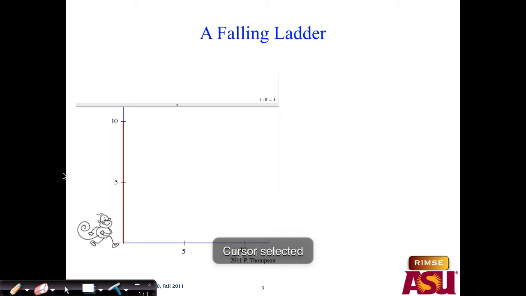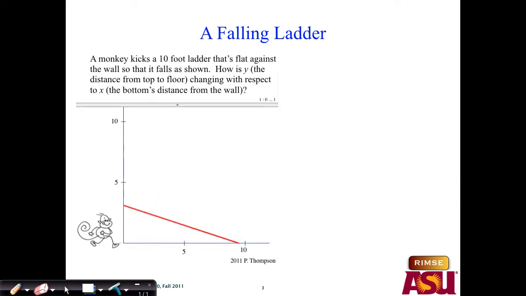All right, so moving on then. If you looked at your textbook, this should look familiar. We've got a mischievous monkey kicking a ladder, and it's a 10-foot ladder. It was against the wall, and he kicks it away so that it falls down. Now, it's kind of falling in slow motion so that we can watch it.